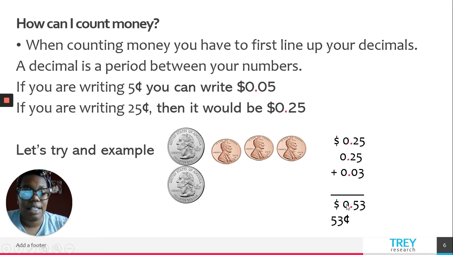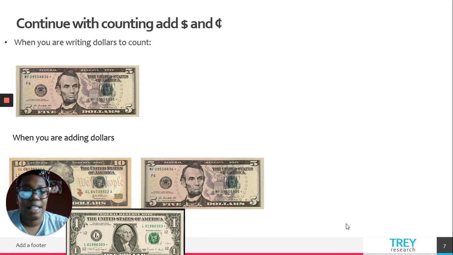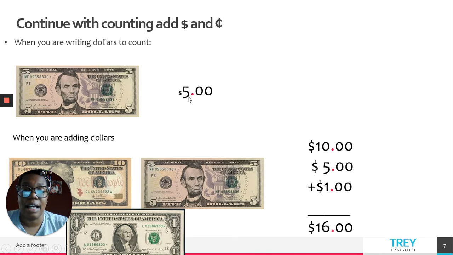So you can write it like this, 53 cents, or you can write using your cents symbol. Like I said, this is just a little quick review, and we're going to make sure we go over this again. So, continue writing dollars using dollars and cents. When you write $5, this is how you will write it. The dollar symbol in front, and 5. When you're adding, you have $10, $5, and $1.